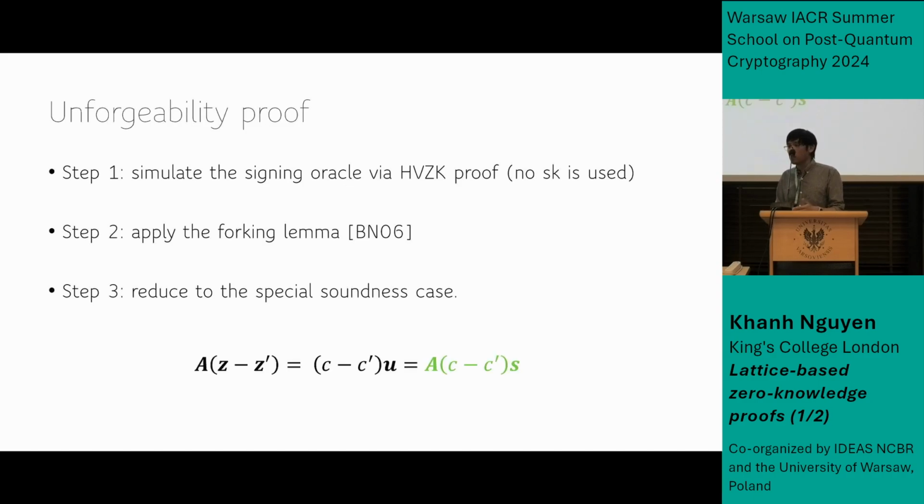So at the end of the day, we still end up with an equation like this: A times (Z minus Z prime) is equal to (C minus C prime) times U. But now what's interesting is that we know what U is. U is A times (C minus C prime) S. So what we want to argue is that we found a short solution for A.